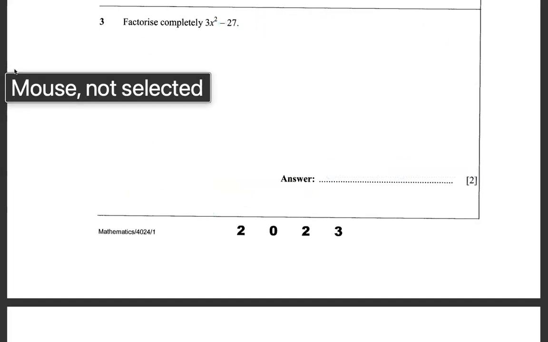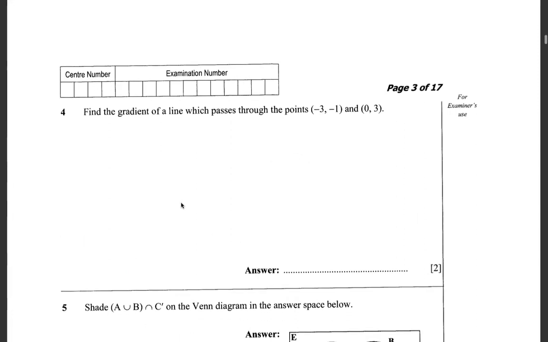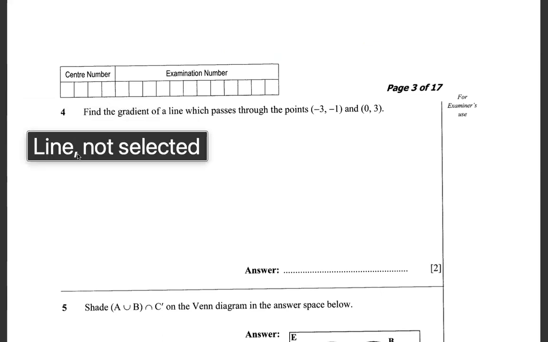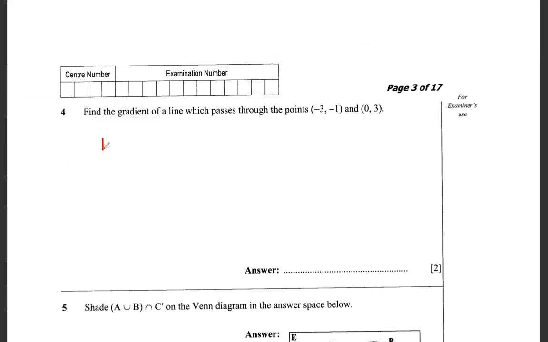We got the next one, question number 4, which says, find the gradient of a line passing through those 2 points. It's just a gradient, nothing more, nothing less. And we understand that the gradient is the steepness of a line, where I would say the gradient of a line, which is denoted by m, must be equal to the change in y, y2 minus y1, divided by x2 minus x1.